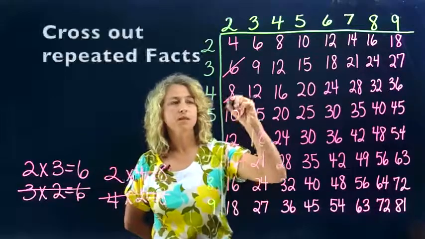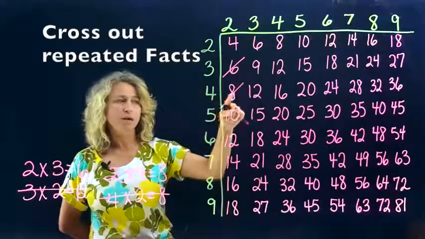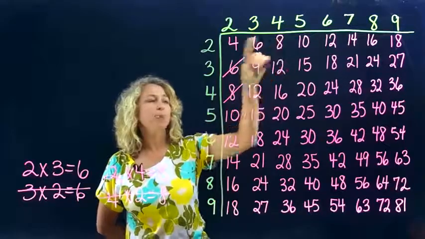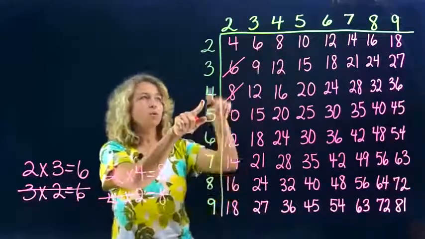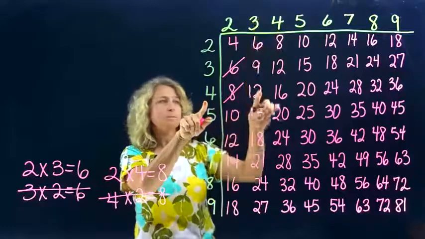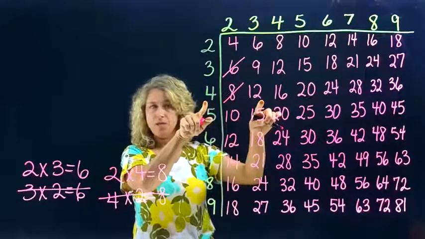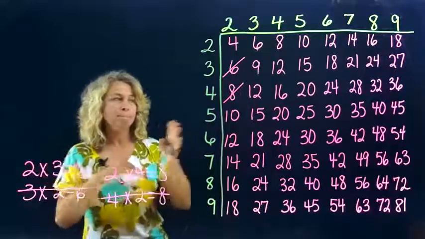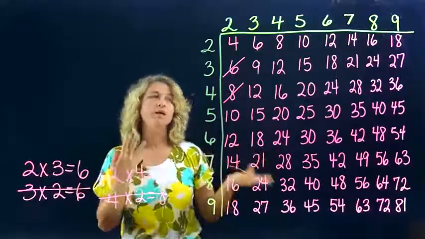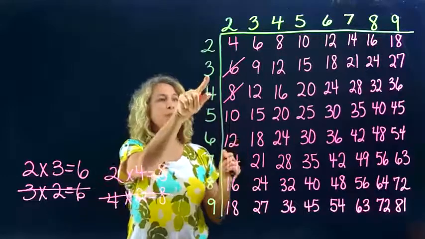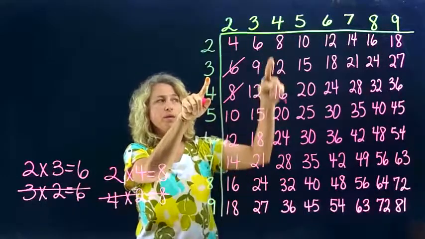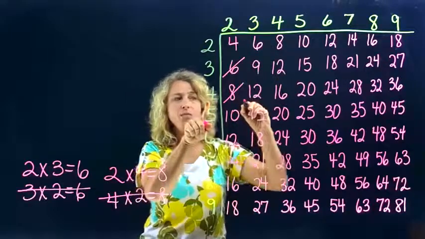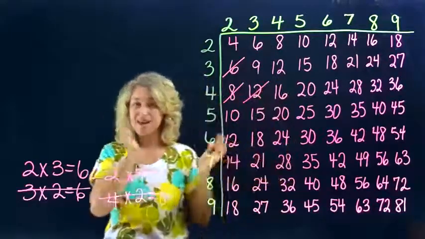So let's do the same here. Let's cross out this fact since we already know it from up here. All right, we can move on. 4 times 3 is 12. There's another one. Now, I'm not going to write this down every time, but let's just look and see how many we can cross off. So, 3 times 4 is 12. 4 times 3 is 12. That's one we can eliminate, right?